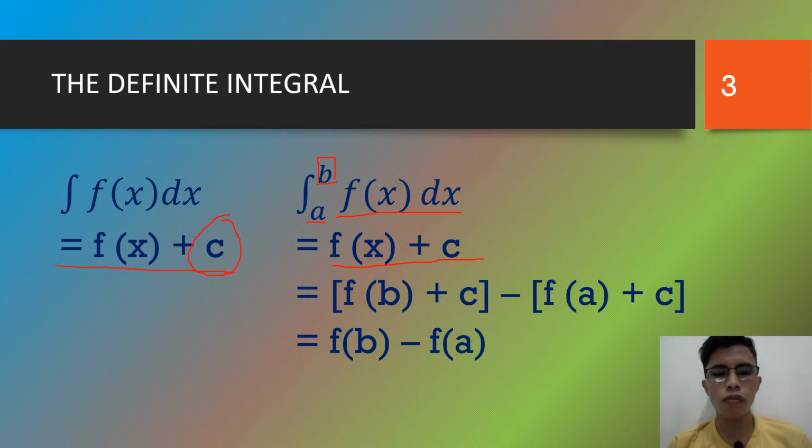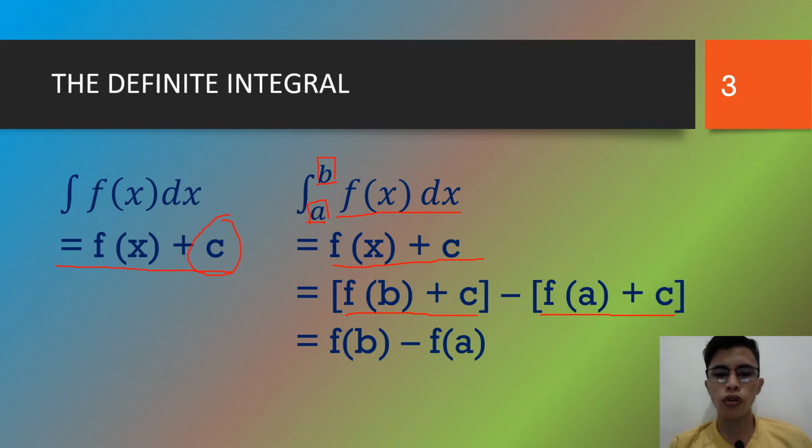So we have here F of b, which is x is equal to b, right? It is because x will be substituted by b. So we have here F of b plus C. So this is our upper limit. Minus, it is always minus. So we're going to find the difference between the upper limit and the lower limit. Then minus the lower limit. So we're going to substitute now x by the value of the lower limit a. So that will result to F of a plus C.